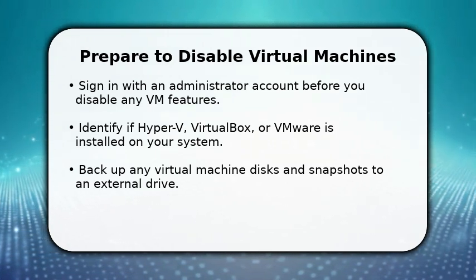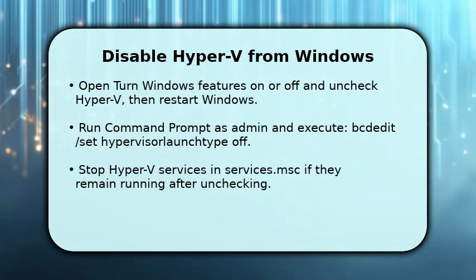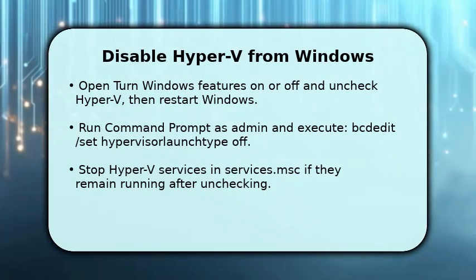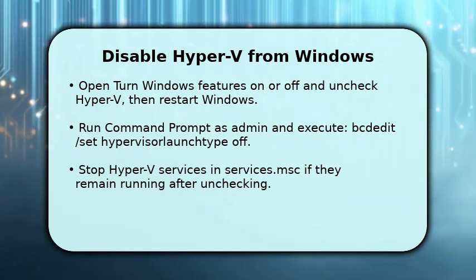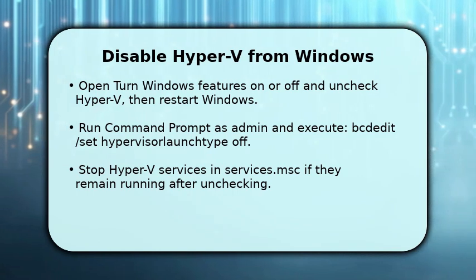Open Control Panel and select Turn Windows Features on or off to manage Hyper-V. Uncheck the Hyper-V box and click OK to apply the change. If prompted, restart Windows to complete the feature removal.